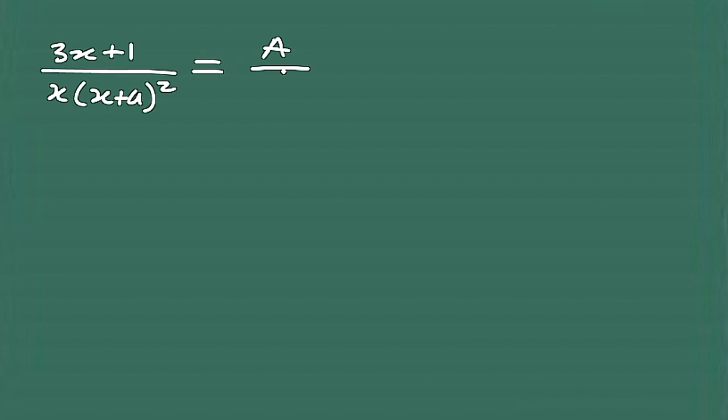Now, let's see how we can decompose a linear repeated factor. If we have an expression 3x plus 1 all divided by x times (x plus a) all squared, to decompose this fraction, the first thing we have is A over x, taking the first factor, plus B over (x plus a), plus C over (x plus a) all squared.